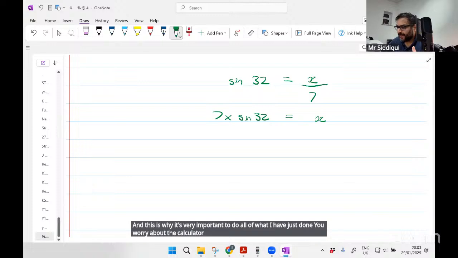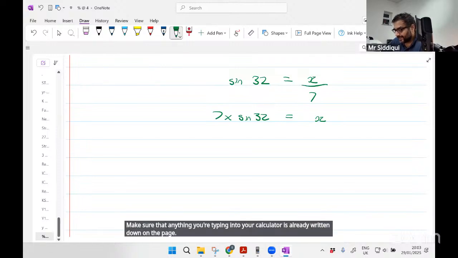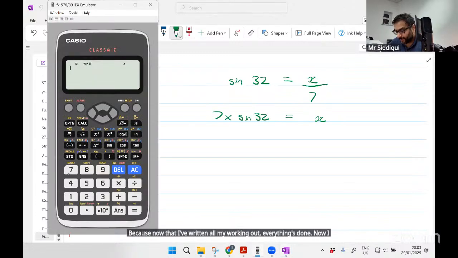Let's stress to everybody, whether it's maths or physics, don't pick up the calculator straight away to do stuff. Make sure that anything you're typing into your calculator is already written down on the page. Because now that I've written all my working out, everything's done. Now I'll go to the calculator and type in what it says here.